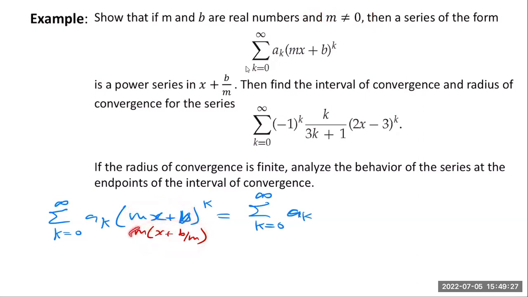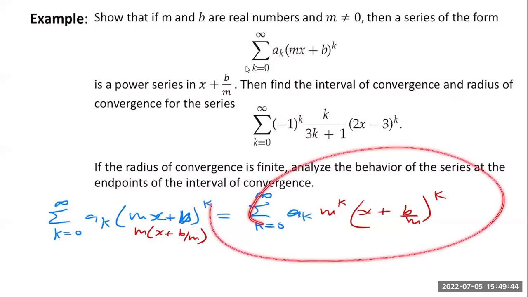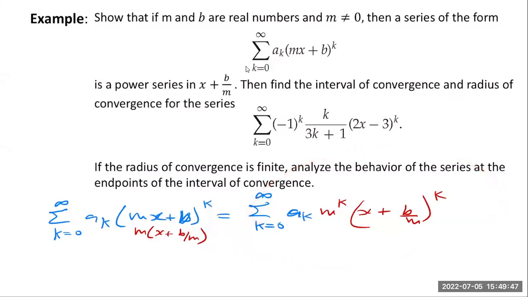Now you apply the kth power to both of these terms, to the first term and to the second term. Then you get m to the power k times x plus b over m, whole thing to the power k. Now, as you can see, this has the standard form of the power series. Of course, in that case, your new AK will be this whole thing.